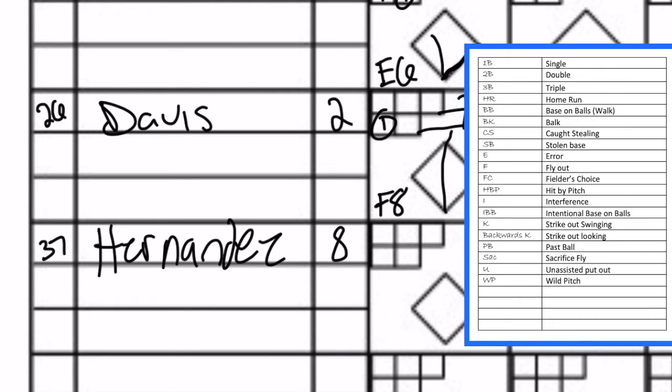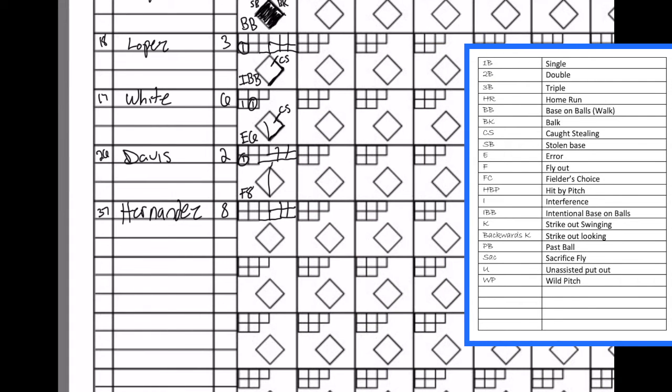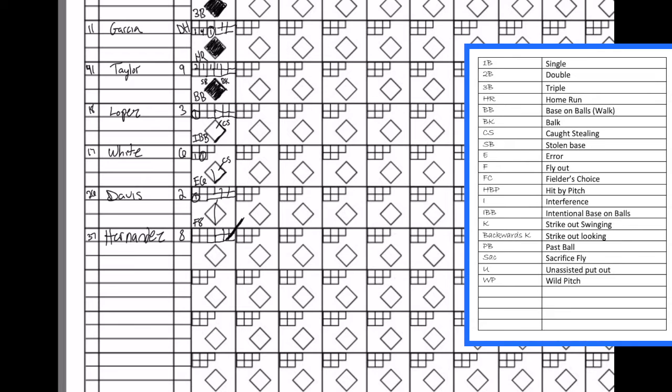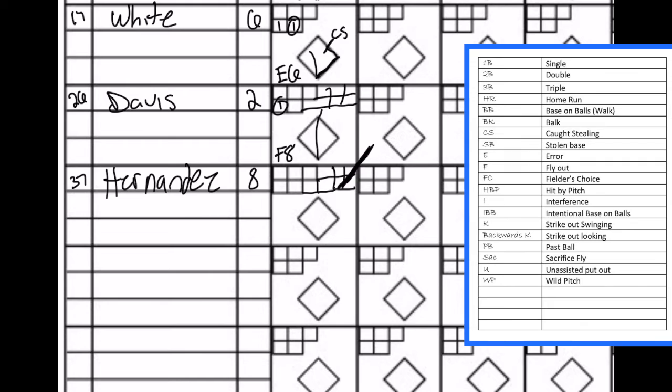Then Mr. Hernandez is up. He doesn't see any pitches, and Mr. White just takes off. He takes off too early. The pitcher steps off, and he's out. How do we label that? With a caught stealing, CS. So this actually ends the inning. There's 3 outs, so we're going to put a hash right there, and Mr. Hernandez will begin his at-bat in the 2nd inning. So we'll go up to the 2nd inning column and come down, and that's where he'll start.